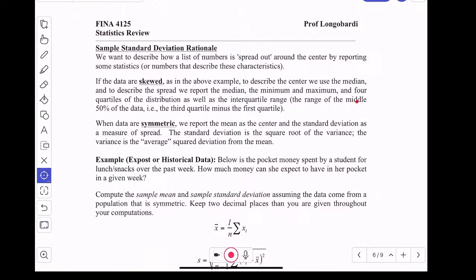And we talk about the middle data, from the third to the first quartile, being 50% of the data. And that would show you the regularity in the data, and then you can talk about the extreme values as curious, and you can investigate those. Now, in a symmetric distribution, we report the mean as the center and the standard deviation as the spread. The standard deviation is the square root of the variance. What is the variance? The variance is the average of the squared deviations from the mean. So, I'm going to demonstrate what this all means and why we do it with this example.